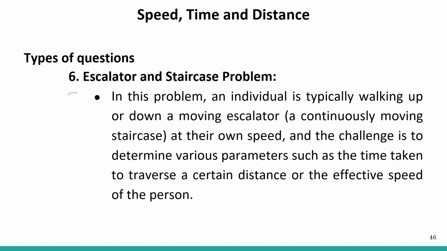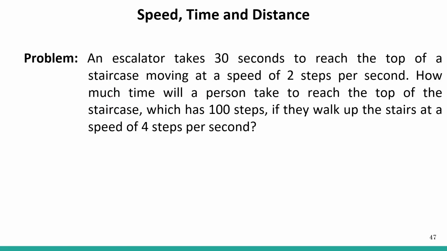So let's see the sixth kind of question, that is escalator and staircase problem. So in this problem, an individual is typically walking up or down a moving escalator, a continuously moving staircase, at their own speed. And the challenge is to determine various parameters such as the time taken to traverse a certain distance or effective speed of the person. So let's see a problem on it to better grasp it.